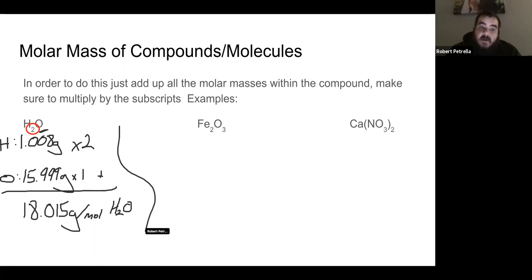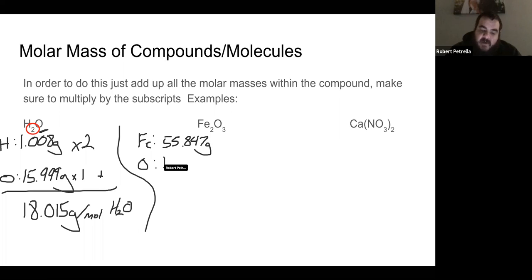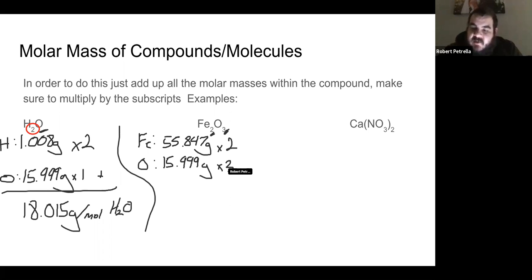Now let's move on to the next one. Same thing. We're going to count out what we got. We got iron and we got oxygen. I know that iron is 55.847 grams. I just know that because I've used it so much. We know that oxygen, we just looked it up, is 15.999 grams per mole. And now again, we have to multiply by how many we have. Iron has a subscript of 2, times 2. Oxygen has a subscript of 3, times 3.